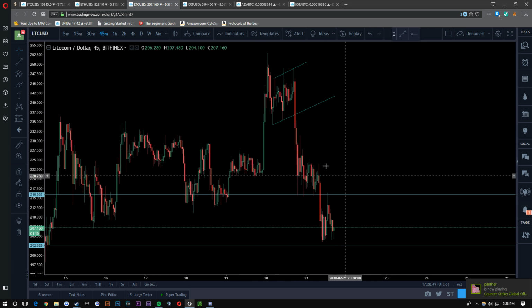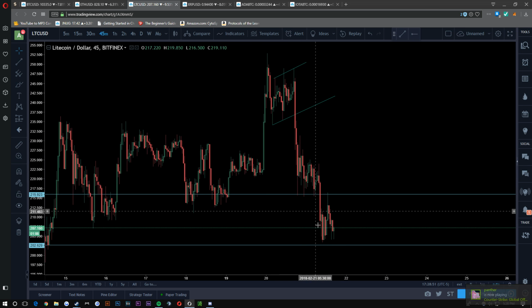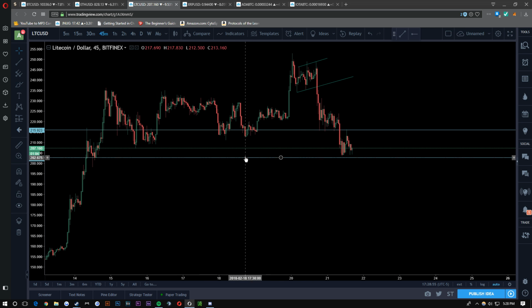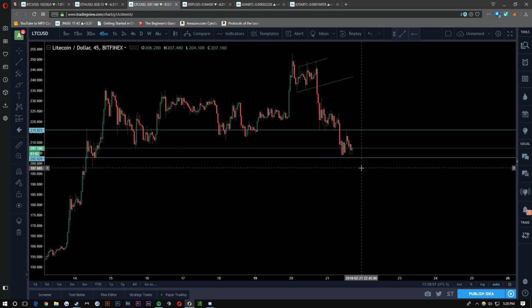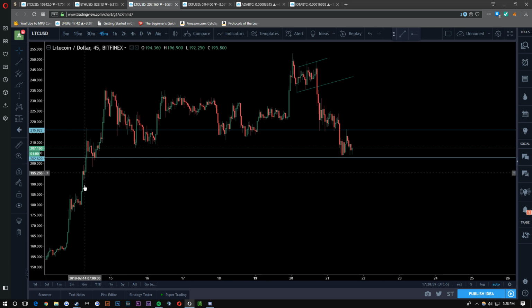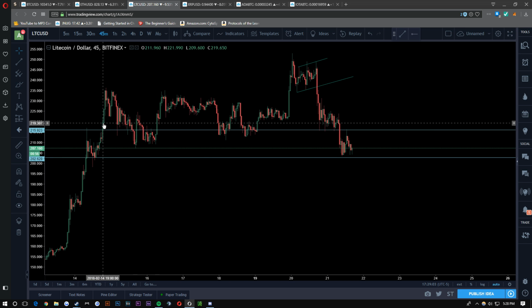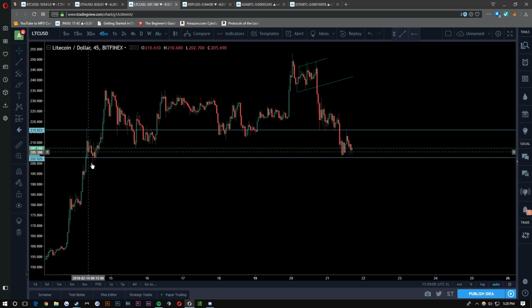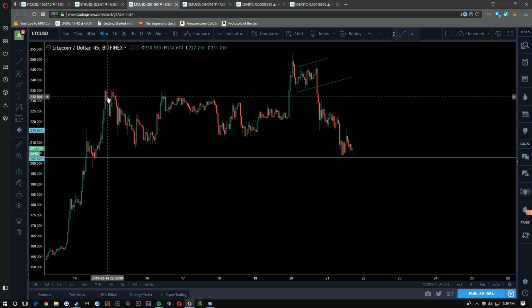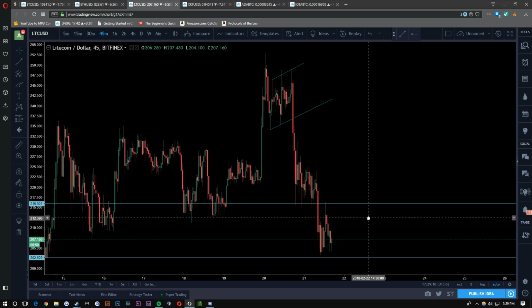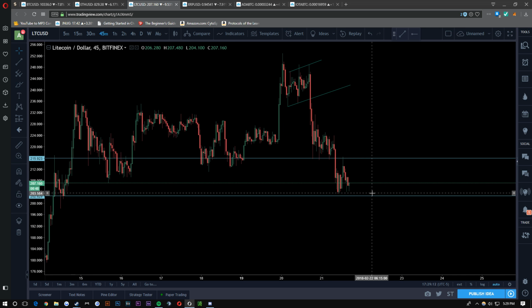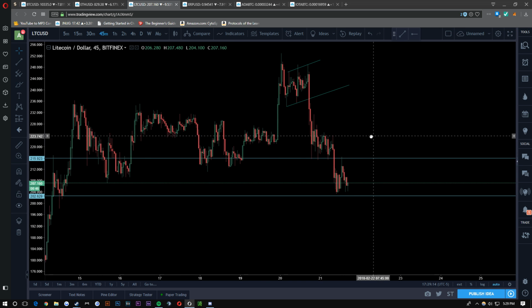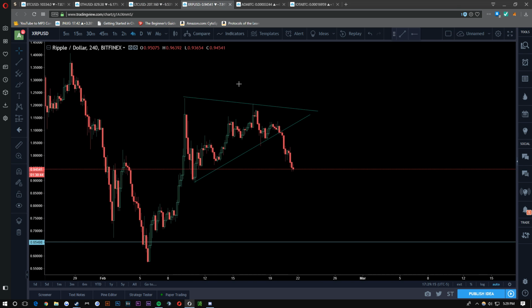So you ignore this, and it comes down, almost touches the support. I put the support right here because it came up, touched this resistance, and it did touch the resistance over here. So that's a good sign. And it comes down, touches support, boom, goes up. So Litecoin is also jumping just like every other one. And yeah, let's go over to XRP.